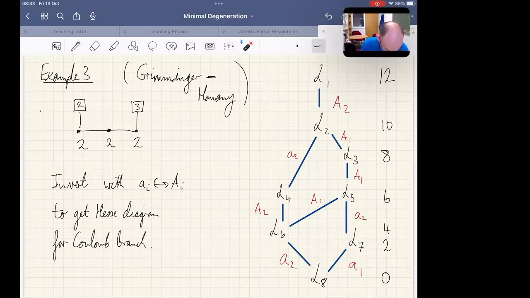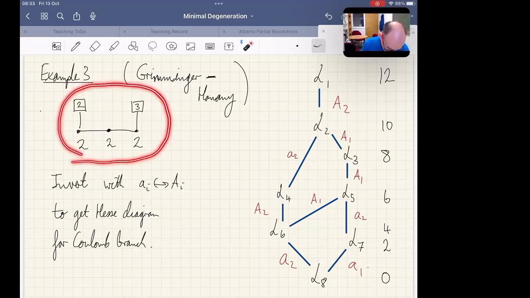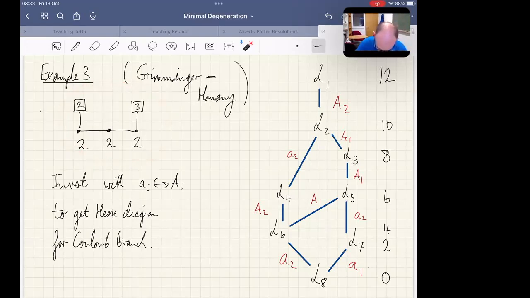So again, as you can see, because this is a framed type A quiver variety, you get lots of type A singularities appearing in the example.